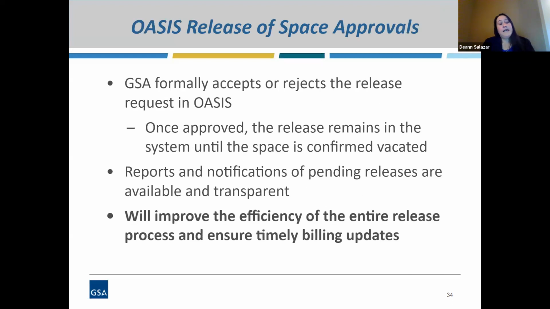So when you submit that to GSA, it will come over to us and we'll go through the same process that we do now when we review a release of space request, and make sure that it conforms with our pricing policy and that that space is releasable. Assuming it is, we approve it right there in the system and you as the agency get that notice. So again, if anyone in your agency needs to know about pending space releases, you can open OASIS and see, yes, these are the ones that have been accepted. These are the ones that are pending.